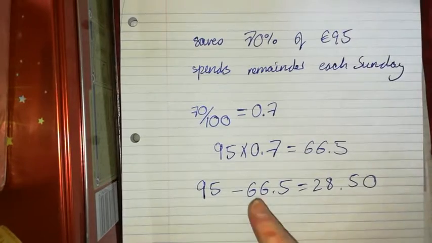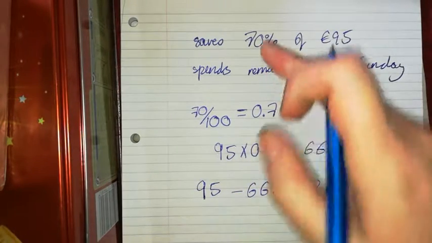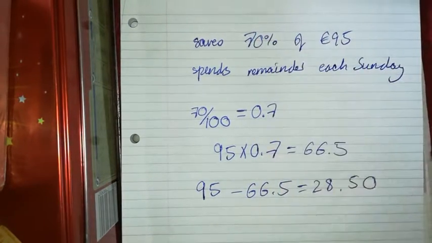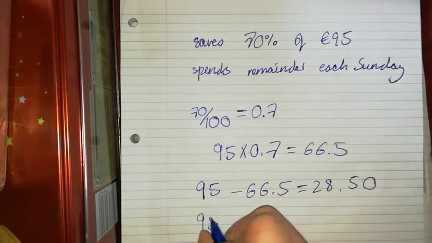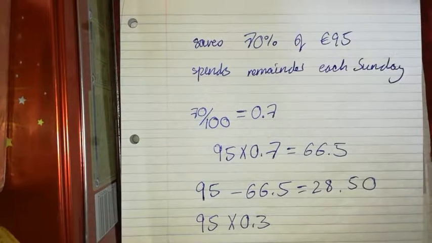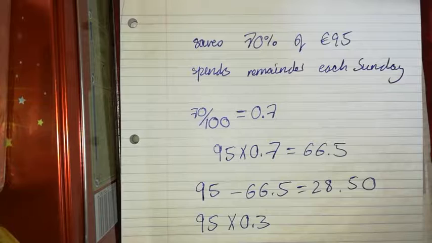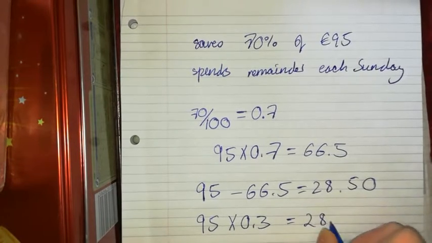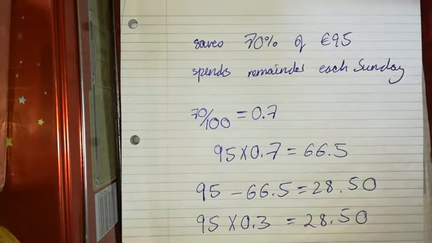I could have also multiplied 95 by, if he saves 70%, well then he would have spent 30%. So if I multiplied 95 by 0.3, I would have got that answer as well. So 95 by 0.3, and I also get 28.50. So I had two options, what way I wanted to do that.